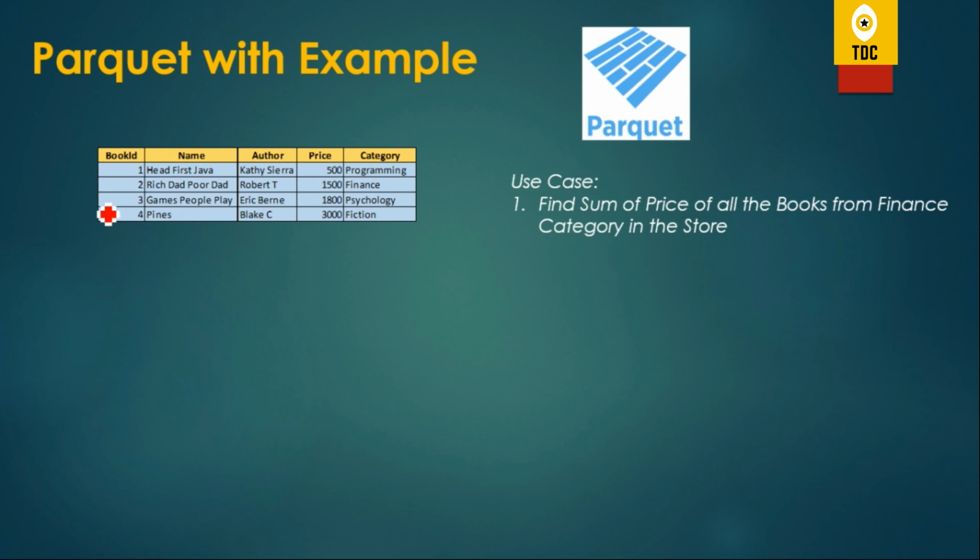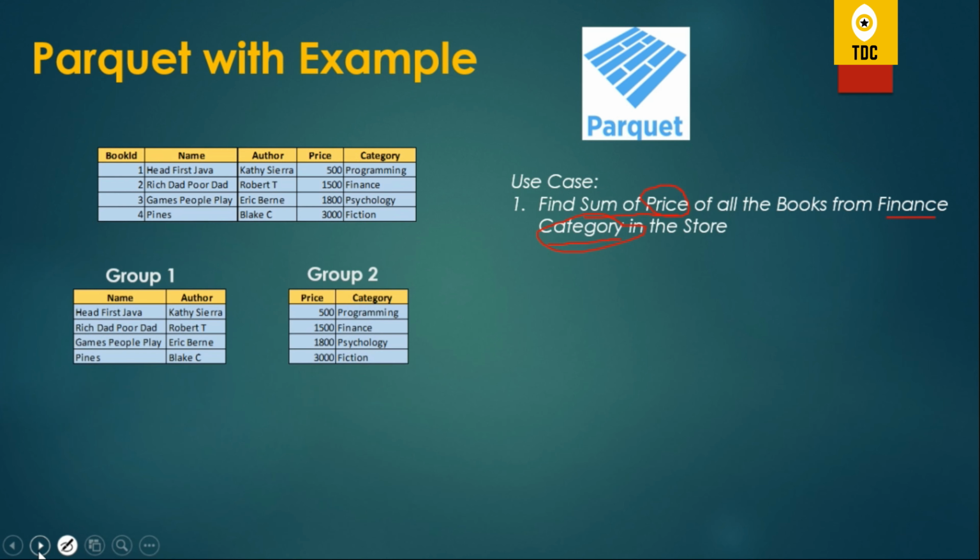Suppose you want to store this data, which is again a books table, with book ID, name, author, price, and category. You have a use case to find the sum of the price of all the books from the finance category in the store. So basically you need to concentrate on category and price here. These are the two attributes, right? Now let us see how Parquet will try to retrieve this data.